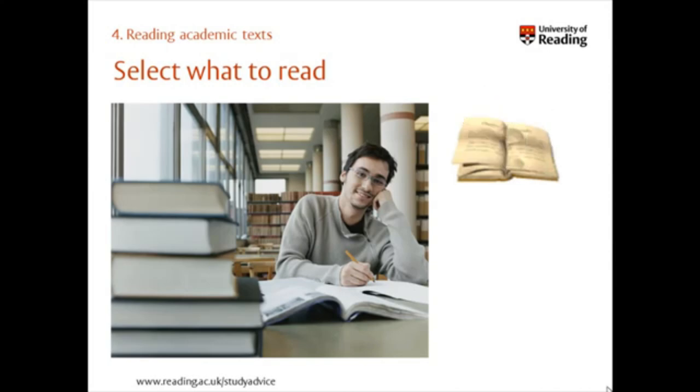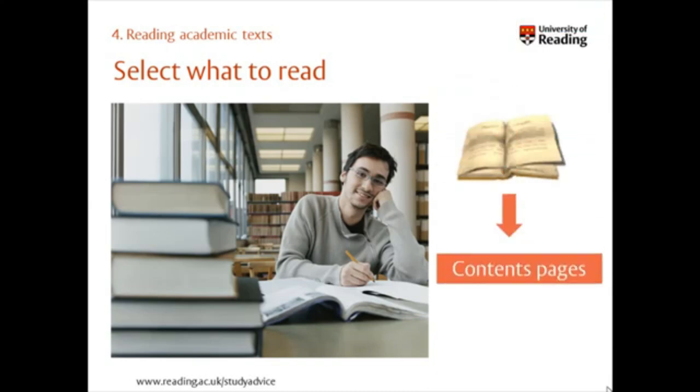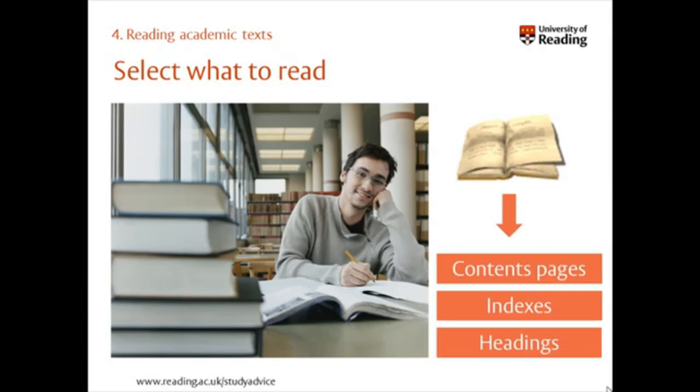Also, unlike a novel that has a plot and a narrative, academic texts are not designed to be read from cover to cover. You also select which parts to read within a text using the structure of the text, such as the contents page, index, and headings, to direct you straight to the information that you need. Being selective is probably one of the most important abilities from academic reading that you'll develop throughout your time at university.